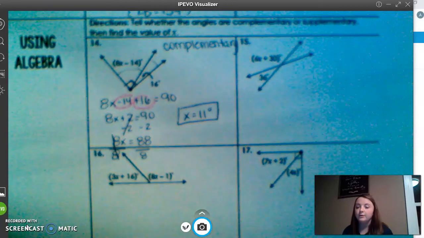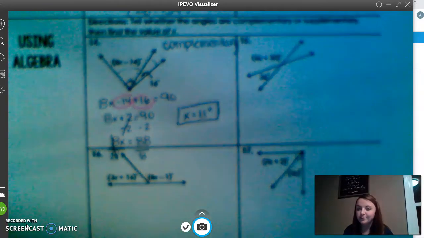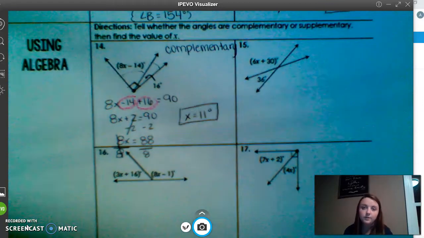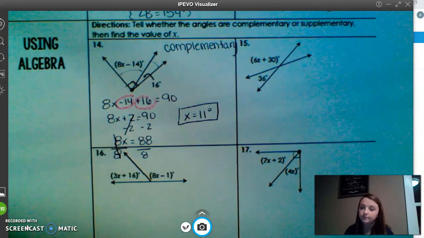So you're really just using your knowledge of complementary and supplementary angles to solve a bunch of equations. That's why we tried to hit equations as hard as we did.